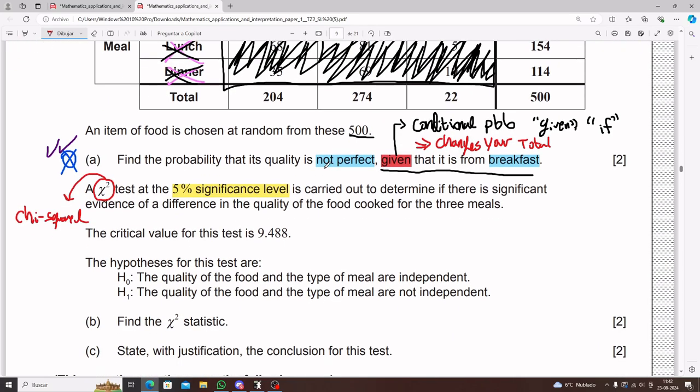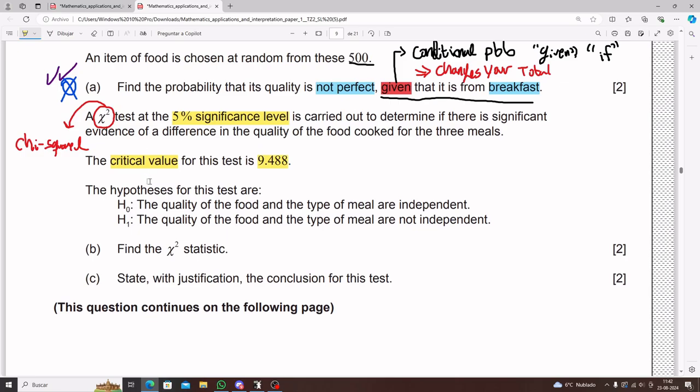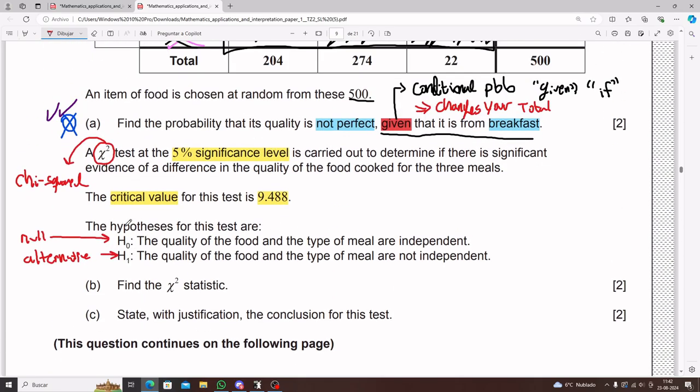So they also tell us that the critical value for this test is 9.488, and they give us the 2 hypotheses. See, the first thing I'm going to mention is that H0 will be your null, okay, and that H1 will be your alternative. So there's too many observations I can try to do here, right? I know that a lot of times in the IB, you need to actually write the H0. You have to actually write the H1.